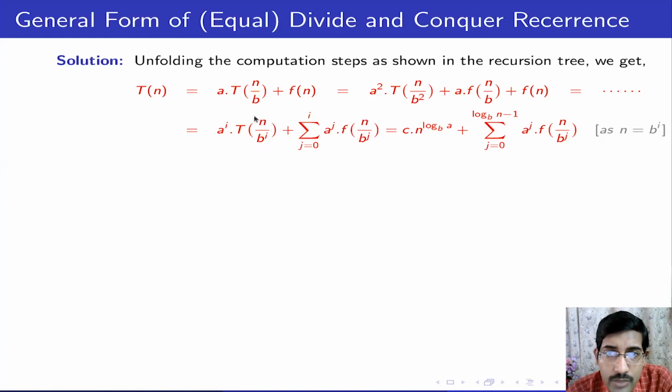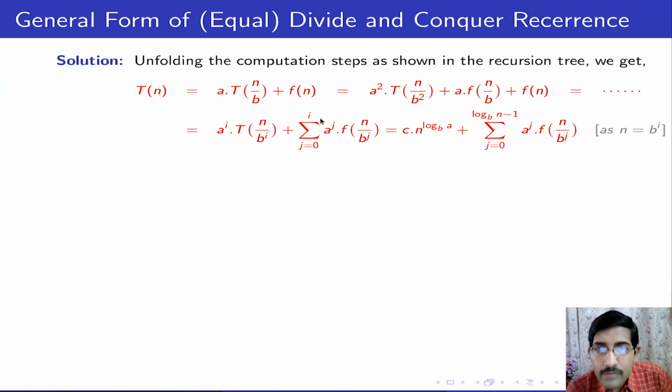Now this term is 1 because n equals b to the power i, we reach a base case. There are a to the power i number of them. What is a to the power i? i is log n base b. So a to the power i is a to the power log n base b, which is just shifting n with a, transferring n with a, which is n to the power log a base b. a to the power log n base b is equal to n to the power log a base b. So the first term is this.